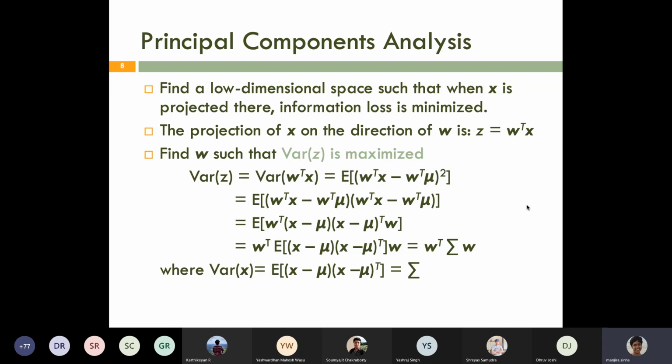Here once again, I request everyone to please write down the steps in pen and paper with me, just so that you can understand and your muscles also learn how we derived PCA. So the objective in PCA is to find a low dimensional space such that when X is projected there, information loss is minimized.